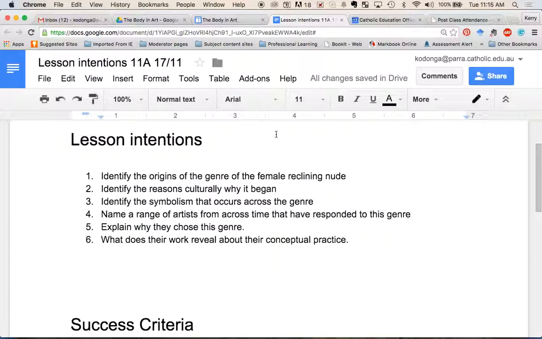Secondly, identify the reasons culturally why this genre began. Thirdly, identify the symbolism that occurs across the genre. Fourthly, name a range of different artists from across different time periods that have responded to the reclining nude as a genre. Explain why they chose this genre and what their work reveals about their conceptual practice.